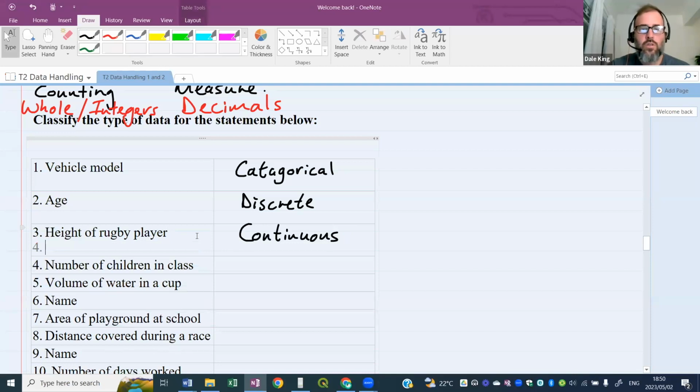Number of children in a class. Discrete. Yes, it's discrete. Numerical, yes. Discrete. Yes, well done. Good job. Well done, you guys are doing well. Discrete.